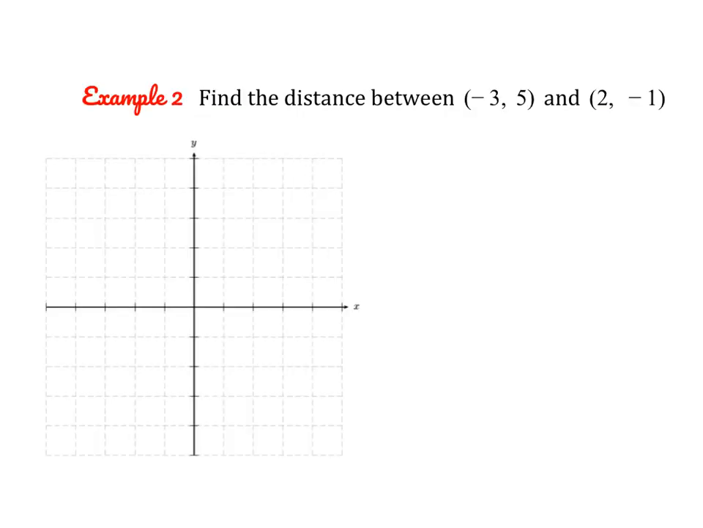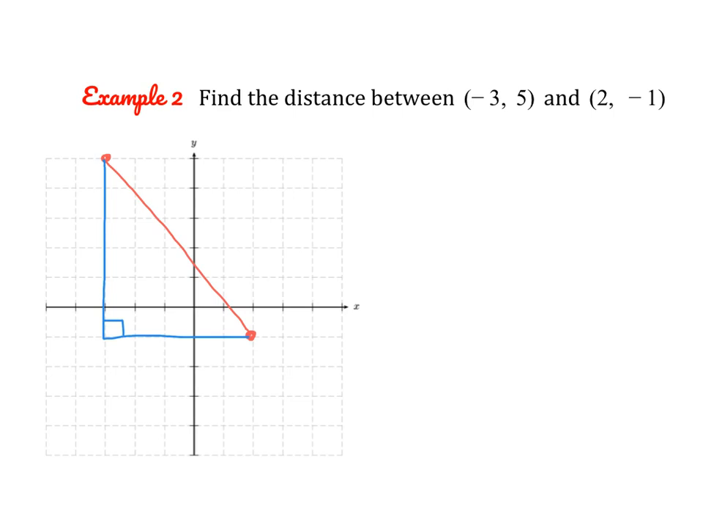Okay, so let's find the distance between (-3, 5) and (2, -1). So let's plot those 2 points first. So (-3, 5) is up here, and (2, -1) is down here. So I want to find the distance from here to here. So remember, in order for us to do that, first we're going to need to make a right triangle, so you follow your grid, and then we count the distance.